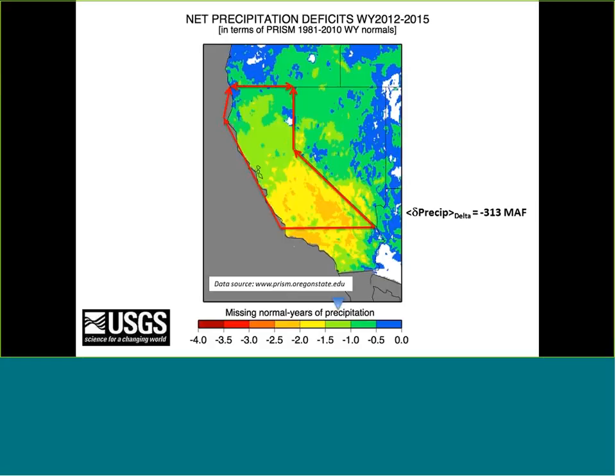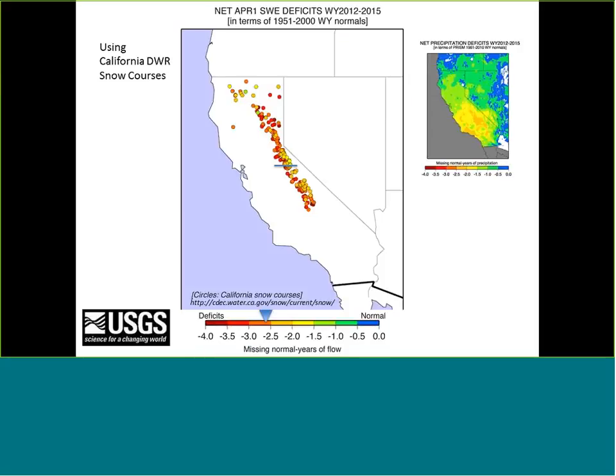If I integrate over that same area, and this is the only time you're going to see that area, so memorize that, and figure out how much water is missing in the missing-years-of-water units, that little blue triangle is pointing at the average over that area. On average over that whole area, it's about a year and a quarter behind. So that's precipitation. Let's dive in and see where this takes us.